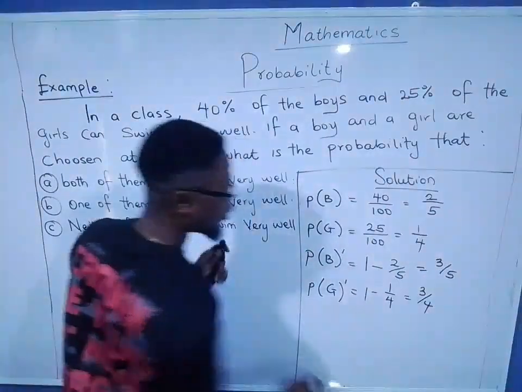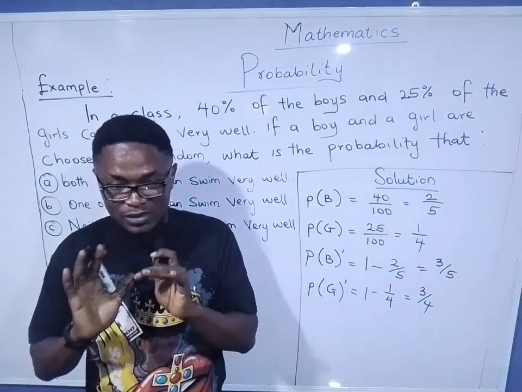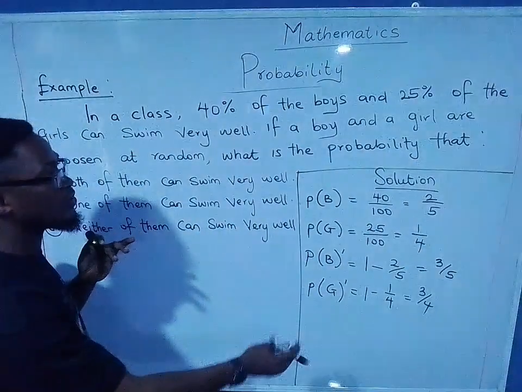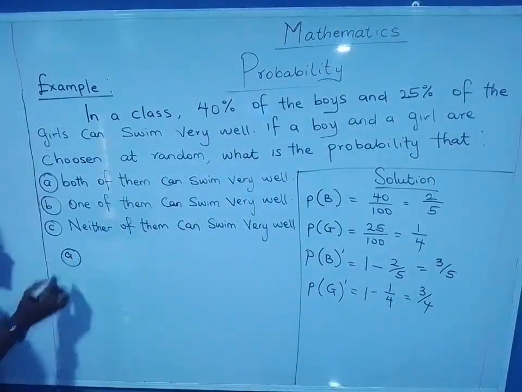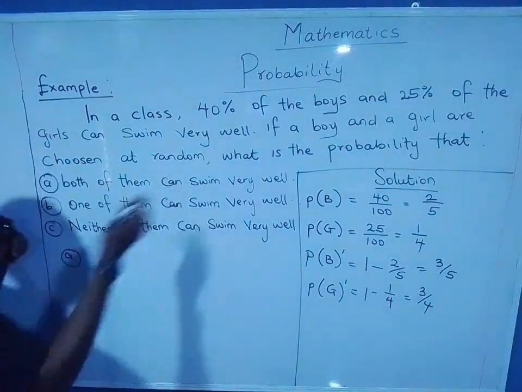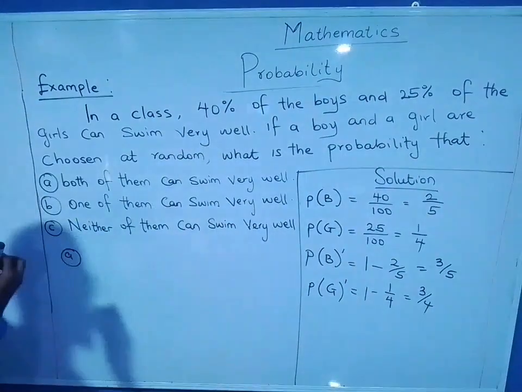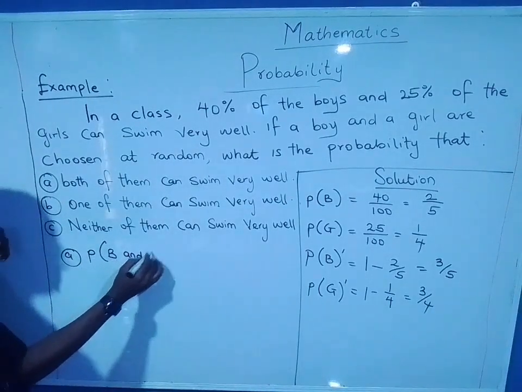So this is why I'm explaining everything, so that when you see a question, you automatically know, oh, this is this, this is that. With this information now, this question is very simple. Let's start with A. It says both of them can swim. So they picked a boy and they picked a girl. What is the probability that the boy and the girl can swim?